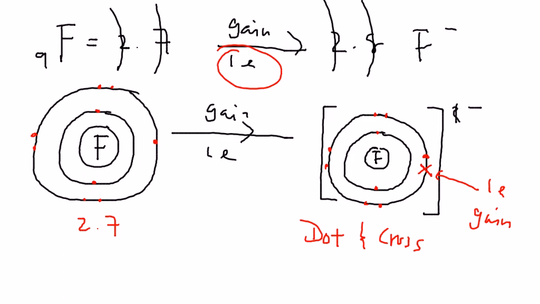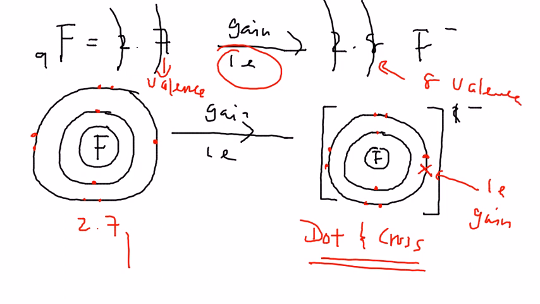Now take note of this term. In the exam, sometimes the examiner will ask you to draw a dot and cross diagram for an ion. Okay, and this is what we mean by dot and cross. As you can see, it only involves the change of electrons in the valence, outermost layer. So we have 7 valence electrons here, and at the end we have 8 valence electrons. There's no change in the innermost layer, still 2, still 2. The change happens at the valence electrons.